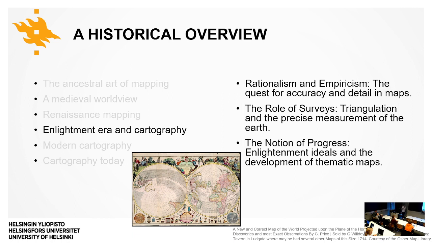Then we come a bit more forward. We have the Enlightenment era, and cartography changed drastically there. It's the period where rationalism and empiricism became a thing, so there was a quest for accuracy and details in the map. Whoever was ordering the map, for example, the king of somewhere who wanted a map of their new territory or a place they had colonized, was requesting more accurate maps.